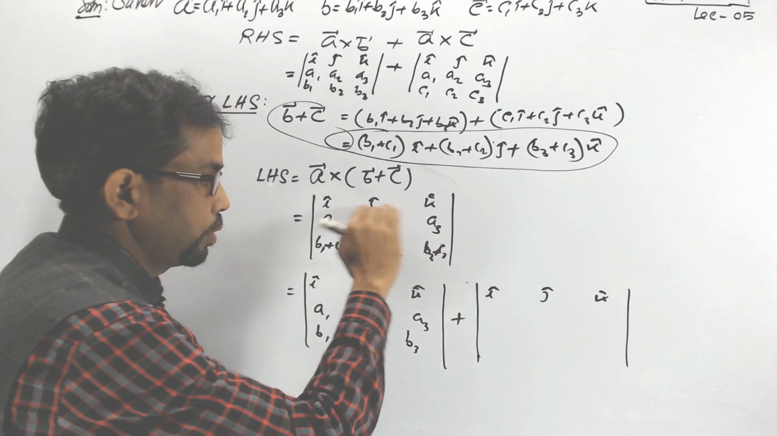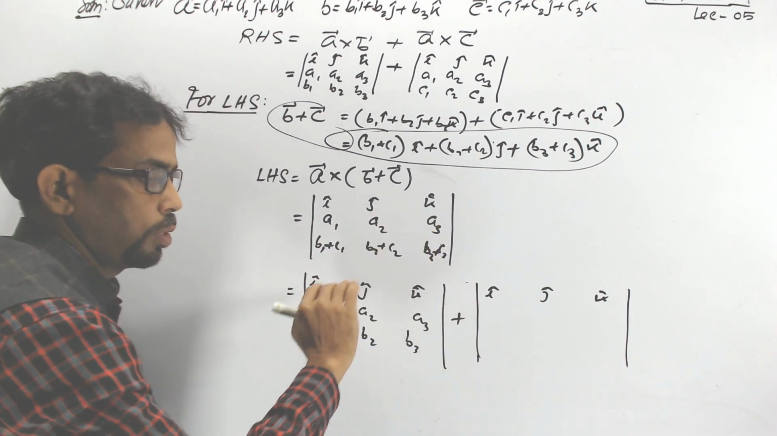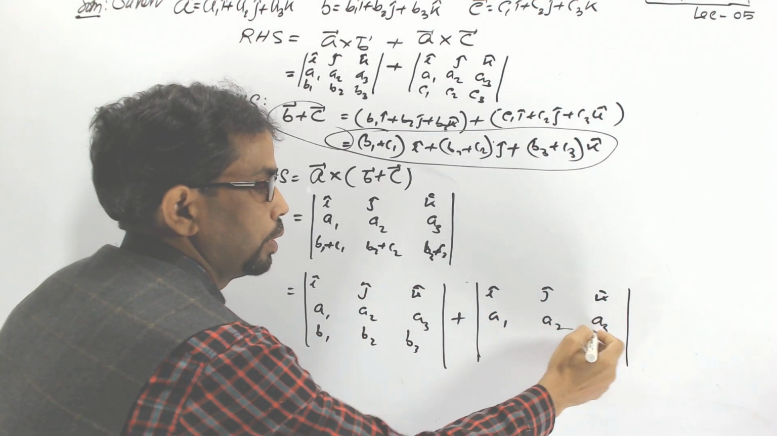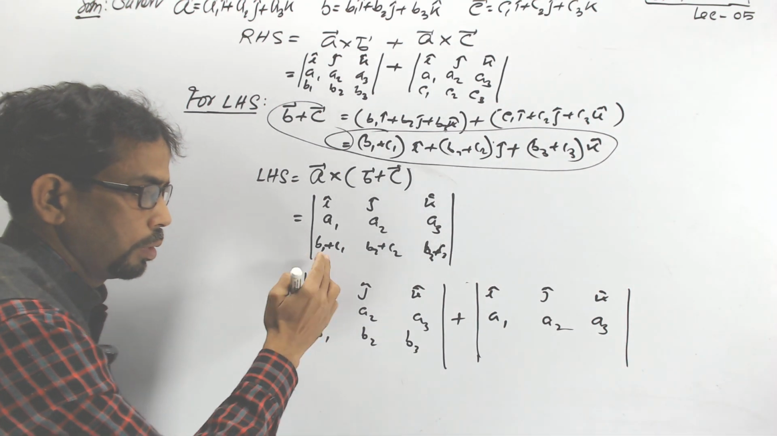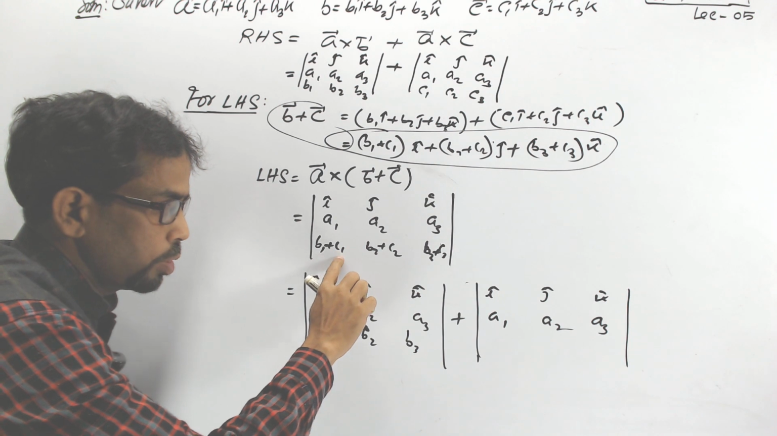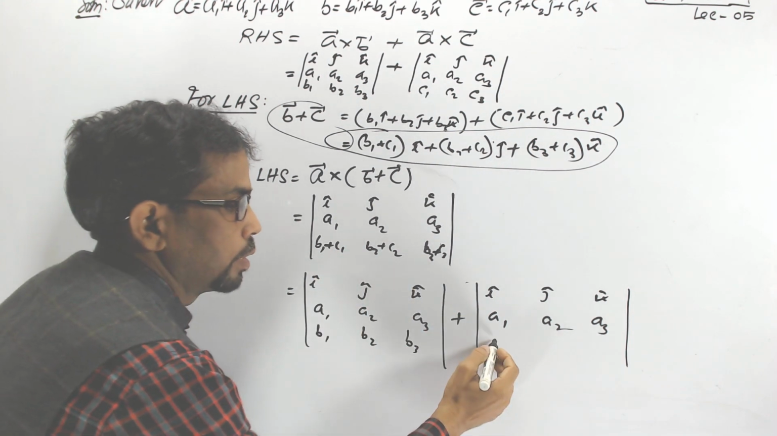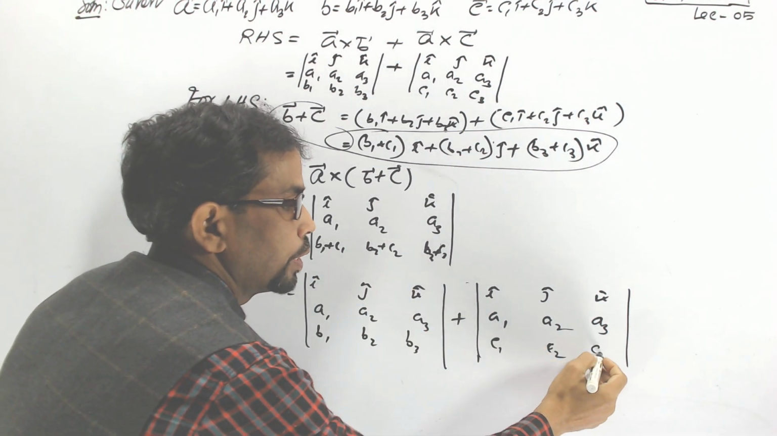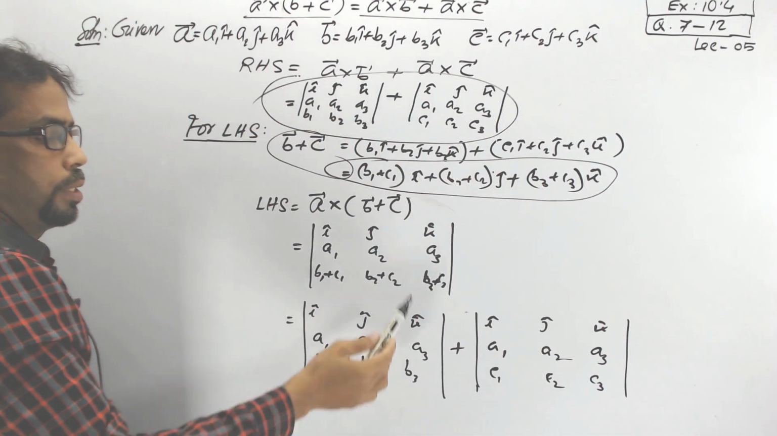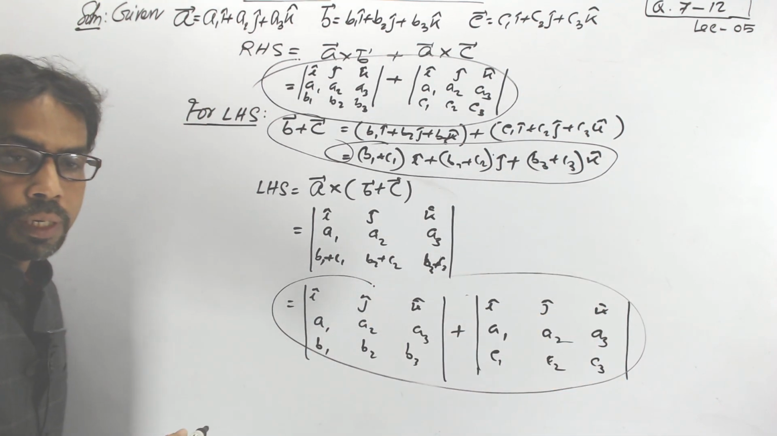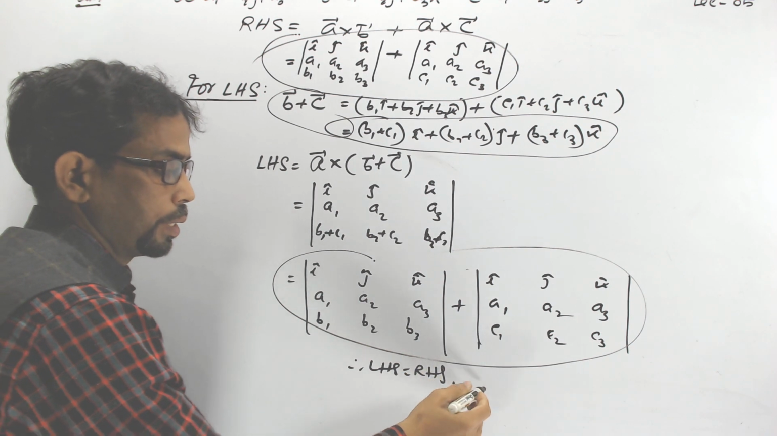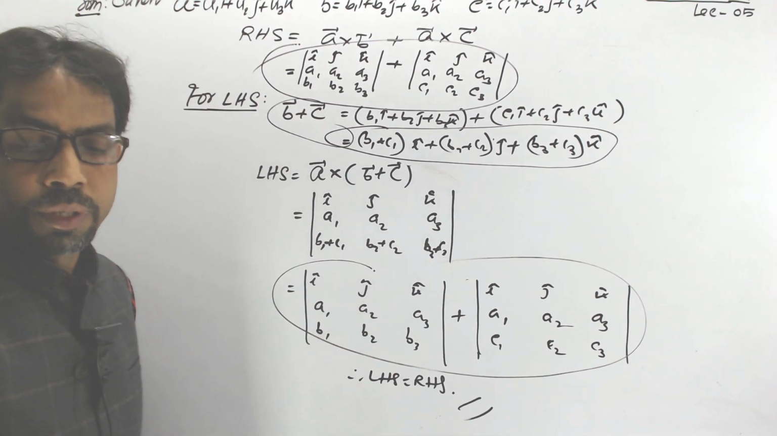The first row is the same for both determinants, and the second row also is the same for both, so the second row will be A1, A2, A3. In the third row, all the first entries make the first determinant, and all the second entries, that means C1, C2, C3, will make the second determinant. We can clearly see that the RHS and LHS we got are equal, and therefore LHS is equal to RHS. This is the complete proof for this question.